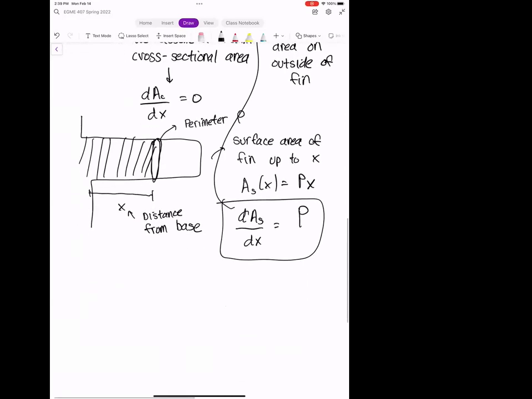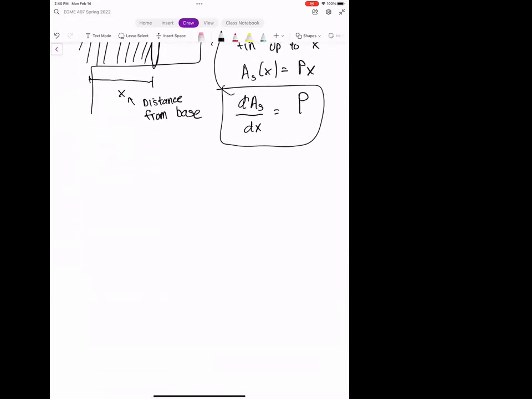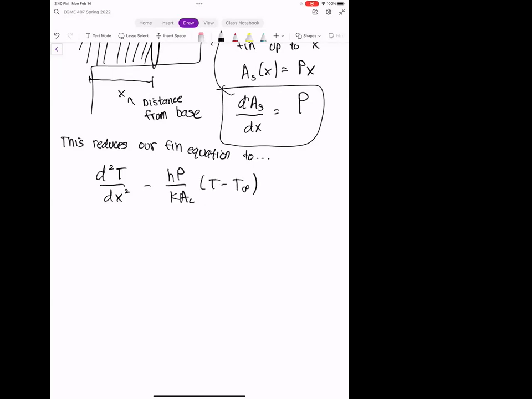All right, and so if we plug that in, our fin equation is reduced to: our second order derivative is still going to be the same, so that doesn't change. Then we have hP divided by kAc, multiplied by (T minus T infinity), is equal to 0.